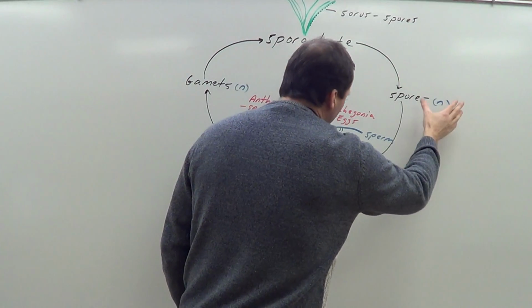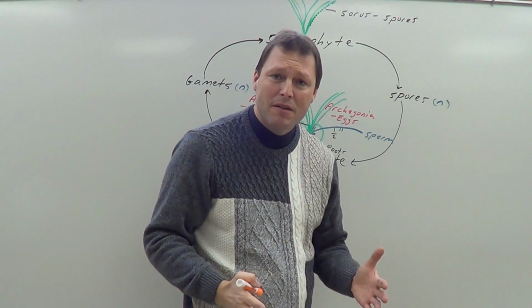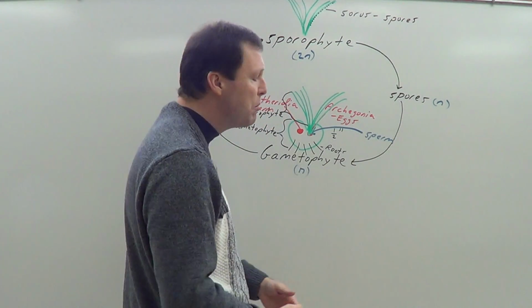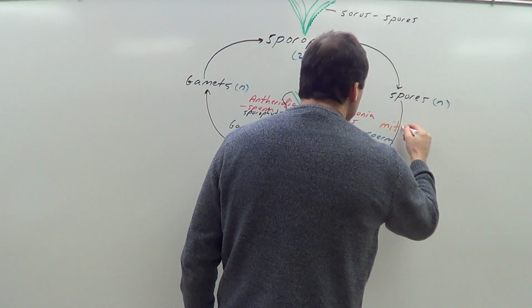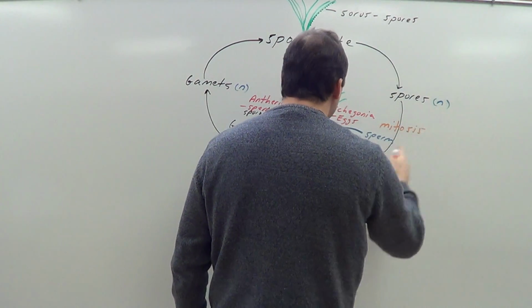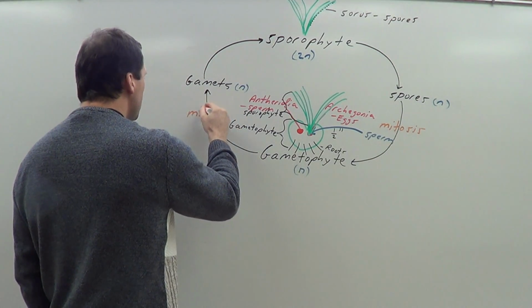Now the last thing we want to do is write down how do we get from here to here and how do we get from here to here. Now again, whenever we're going from N to N, haploid to haploid, same number of chromosomes, we're going to use the process of mitosis. So N to N, mitosis. N to N, mitosis.